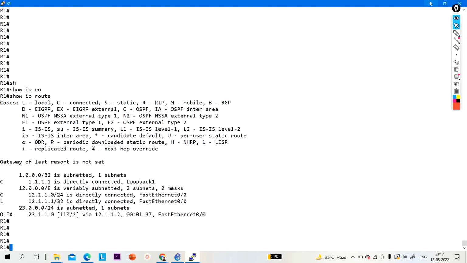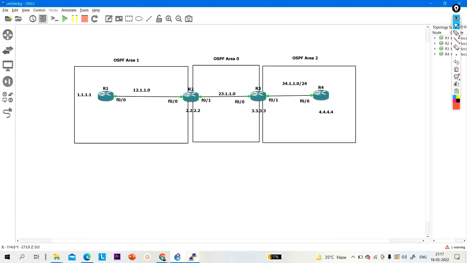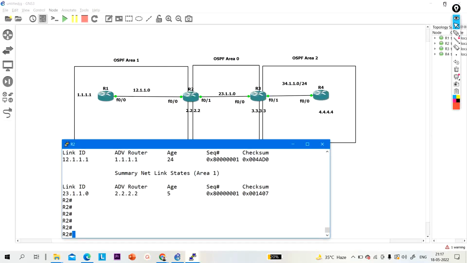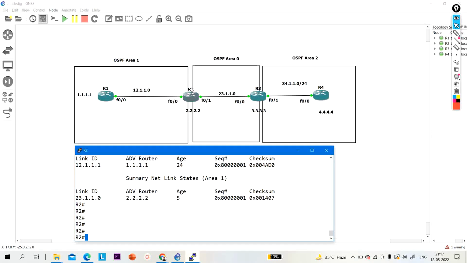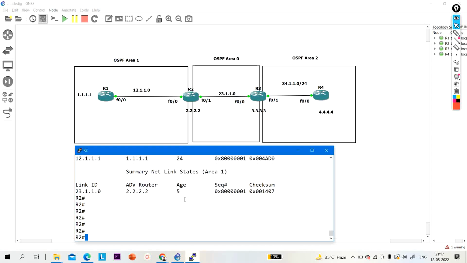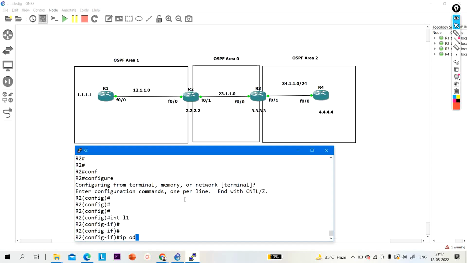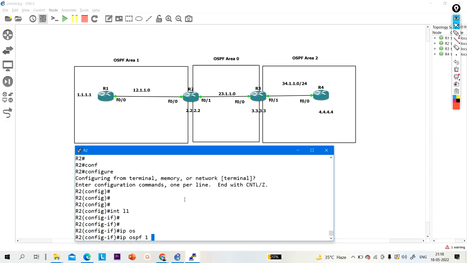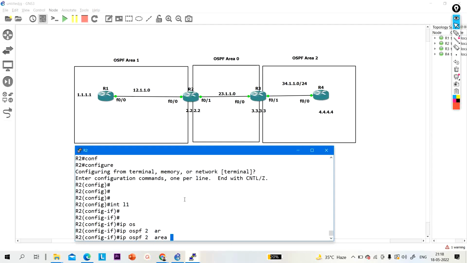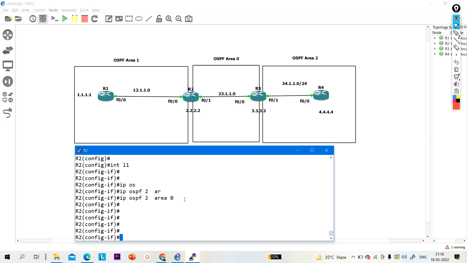Let me configure 2.2.2.2 on the router first. So go to router 2. I have two options to advertise the loopback interface. I can advertise the loopback in area 1 as well as area 0. In which area do you need to advertise the loopback? You tell me, guys. Interface loopback 1, ip ospf 2 area. Either you can advertise this loopback in area 1 or in area 0, right? I am advertising in area 0. Fine? Okay. So this loopback is present in area 0.